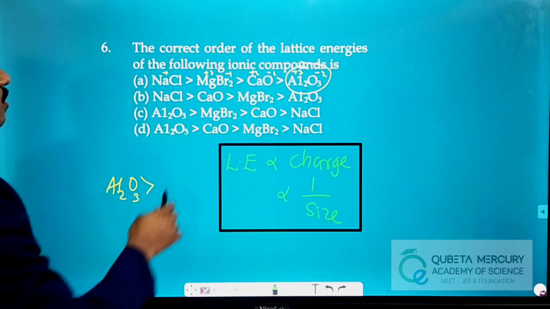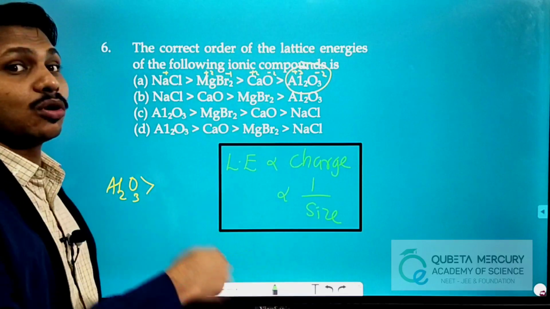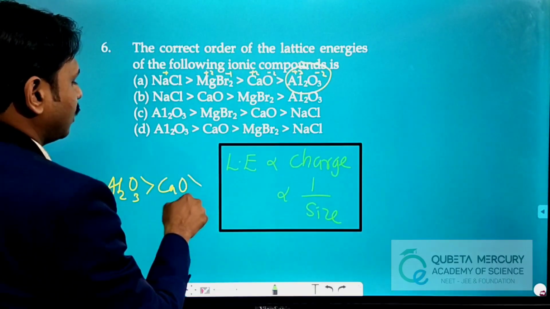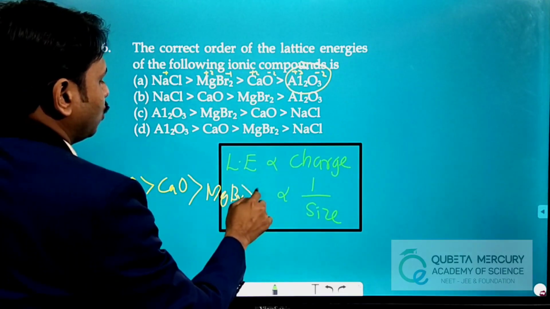Then the second one: here we have magnesium with +2 and calcium also with +2, but there is oxygen with the more negative charge, -2. So this will get the second position. So calcium oxide is the second one. Then magnesium bromide, and finally sodium chloride.